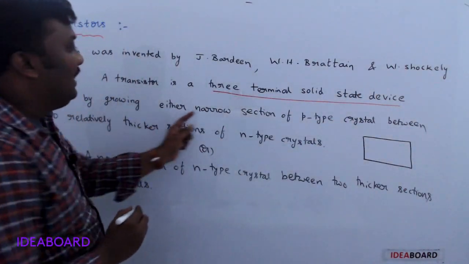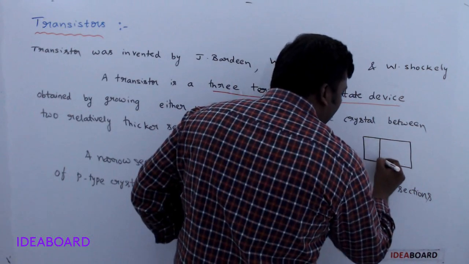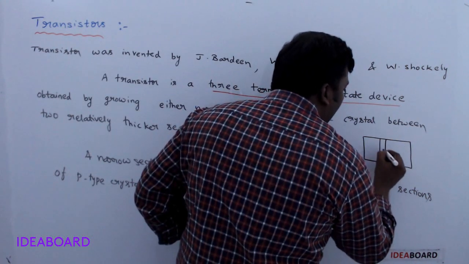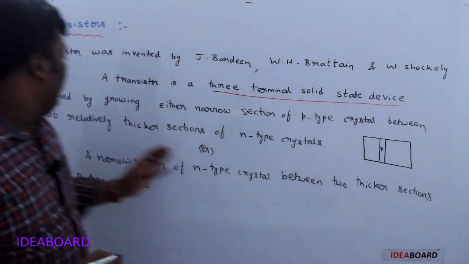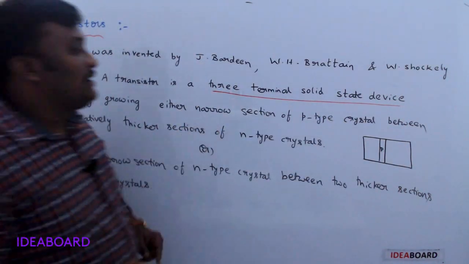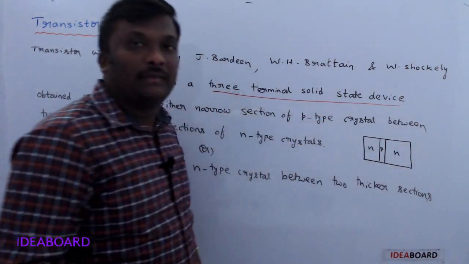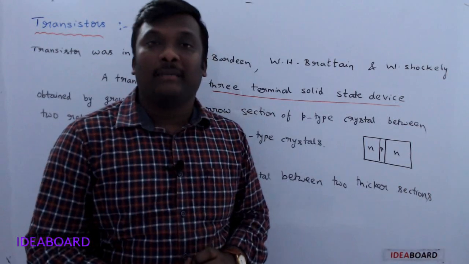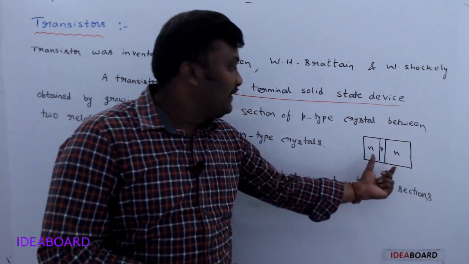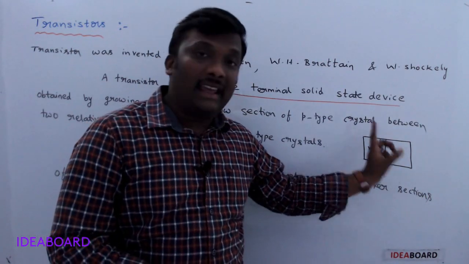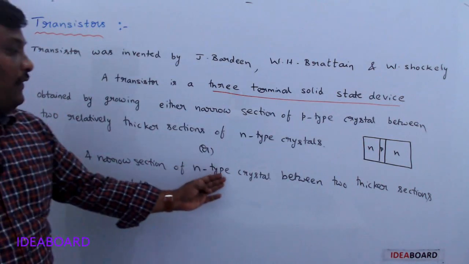What is that? A narrow section of p-type, that means we have a p-type semiconductor between the relatively thicker sections of n-type. So here n and here n is there. So this transistor is named as an NPN transistor. What is the name of this transistor? NPN transistor. Okay, or a narrow section of n-type crystal.